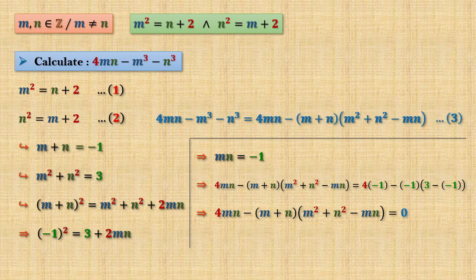Now, since equality number 3 affirms that 4 times n minus m cubed minus n cubed is equal to 4 times n minus m plus n all times m squared plus n squared minus m times n, we can deduce that our main expression 4 times n minus m cubed minus n cubed is equal to 0. Through algebraic manipulation, clever use of identities, and symmetry in the given equations, we have shown that the expression 4 times n minus m cubed minus n cubed is equal to 0.